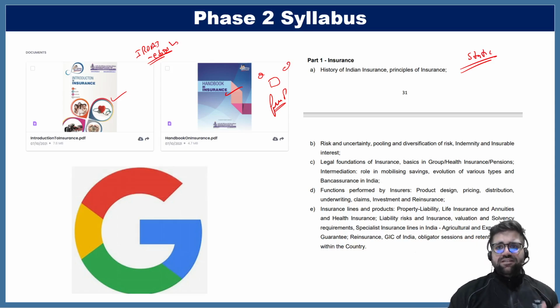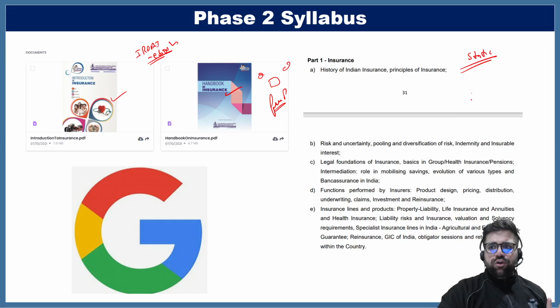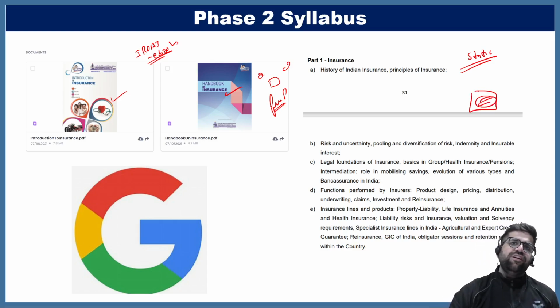Because see, my friends, the reality is that the syllabus designed by the examination conducting authority, like IRDAI in this case, is quite unorganized. Unorganized means that no one book will suffice for all these different terms.